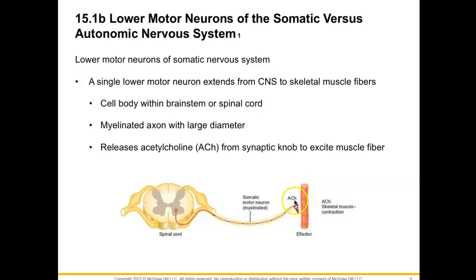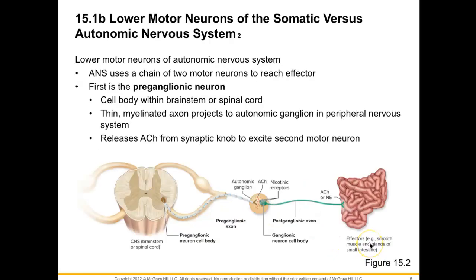And here we're going to release acetylcholine from the synaptic knob, and that'll move through the synaptic cleft over to the motor end plate here on the skeletal muscle in order to excite it. Now let's take a look at the lower motor neuron of our autonomic nervous system.